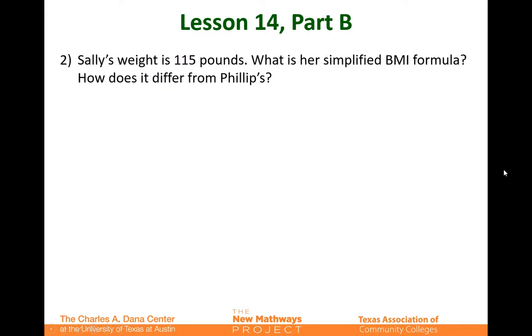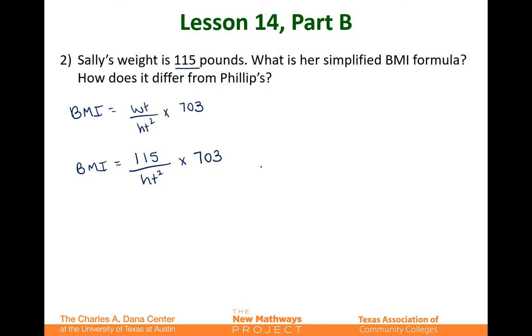So Sally's weight is 115 pounds. What is her simplified BMI formula? How does it differ from Philip's? Well, in this case, we don't know height, we know weight. So we know BMI equals weight over height squared times 703. So for Sally, since we know the weight, her new formula looks like this. So the two things we don't know are BMI and her height. With Philip, the two things we didn't know were weight and BMI. We knew Philip's height.